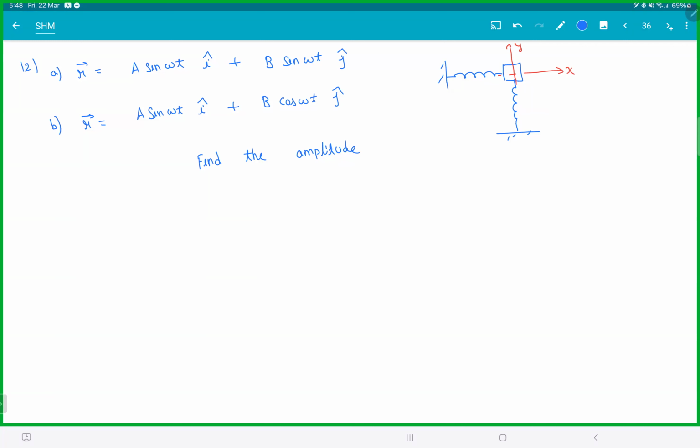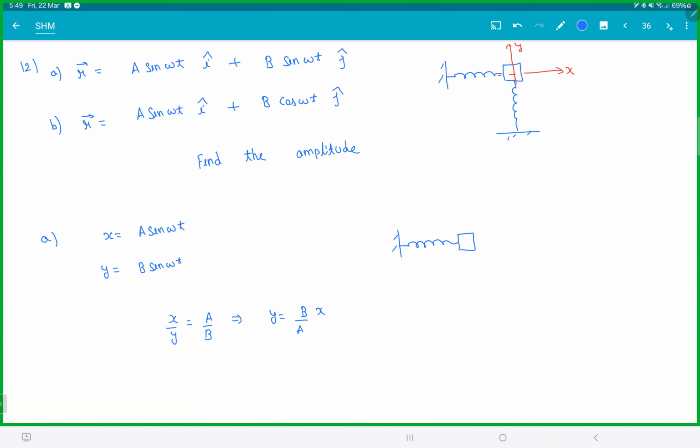See, if you actually observe what is happening here, look at the first one. The x coordinate is a sine omega t. So this is the oscillation in the x direction. The y coordinate is b sine omega t. So if you just divide them, you get x by y is equal to a by b. So what you get is y equals b by a x.